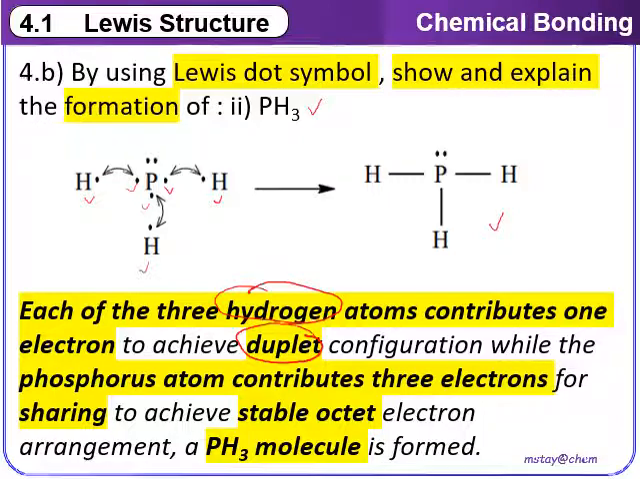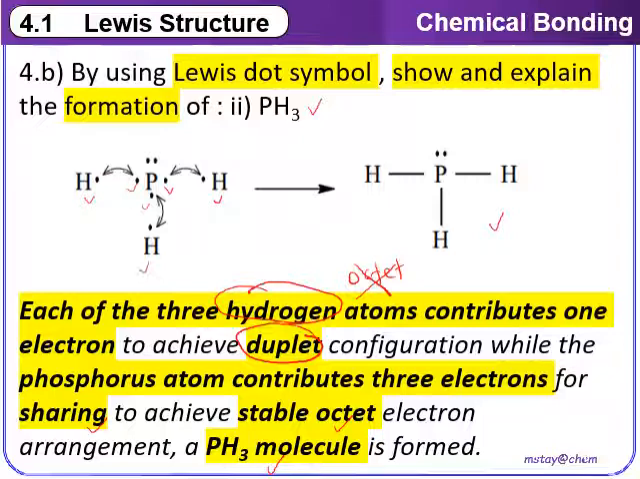We cannot use the term octet. If we use the term octet in this case, it is considered wrong. And then continue with the phosphorus part. Phosphorus is going to contribute 3 electrons for sharing again. Why does it want to share 3 electrons? To achieve a stable octet electron arrangement. And then the PH3 molecule is formed.